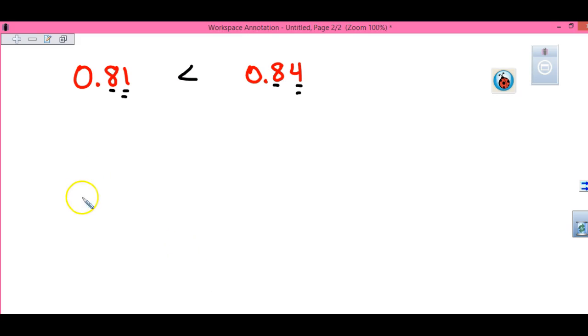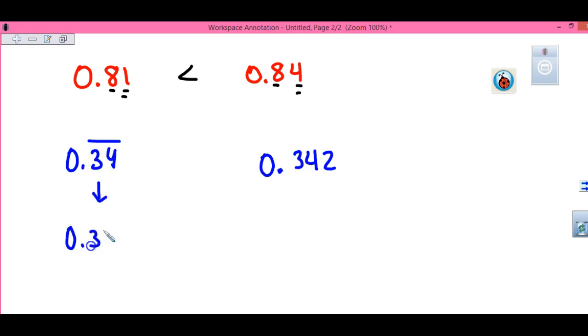Let's say we have 0.30 repeating 34 is less than or greater than 0.342 or 342 thousandths. Now this number means 0.34, 34, 34, and it continues. So if we look at the number in the tenths place, exactly the same. The number in the hundredths place, exactly the same. The number in the thousandths place, is 3 greater than or less than 2? Greater than. Let's try another one.